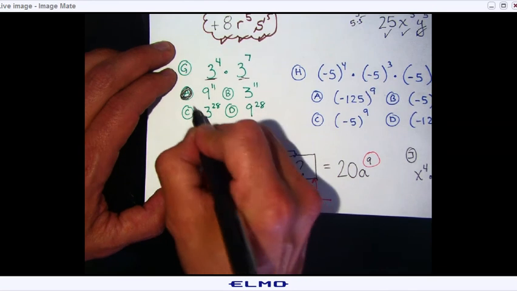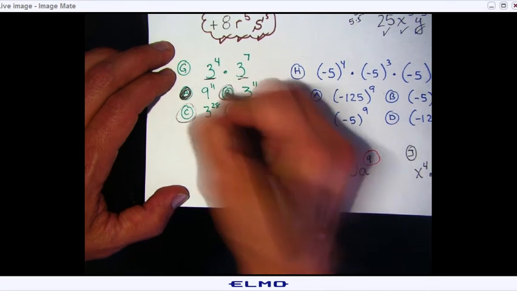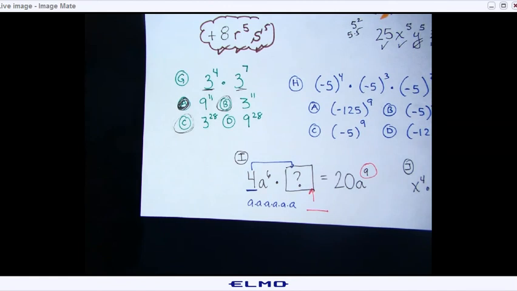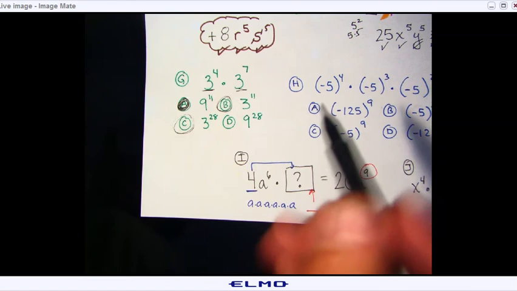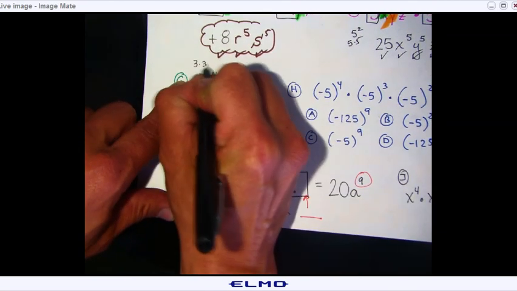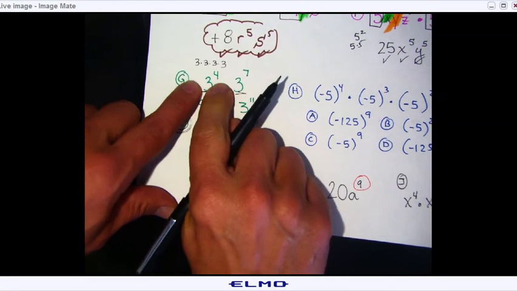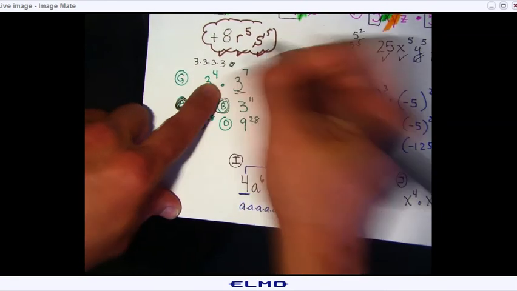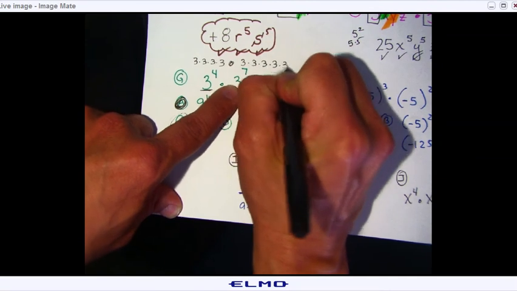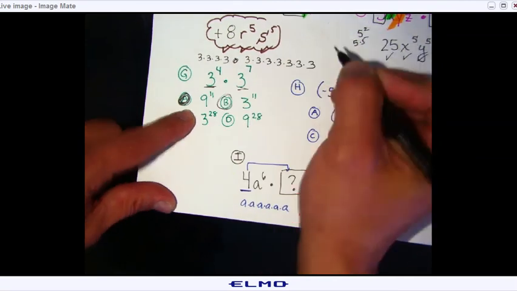So it's going to be either C or B. Which one's your answer? It's B as in burrito. Now, if you get confused, break it down. Watch, look. 3 to the 4th is 3 times 3 times 3 times 3. There's 4 of them. And then 3 to the 7: 1, 2, 3, 4, 5, 6, 7.